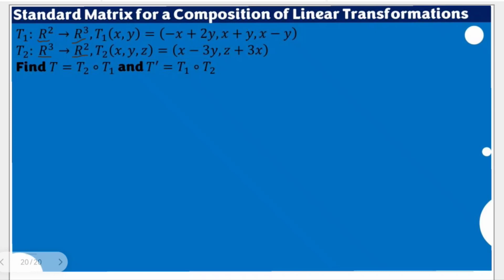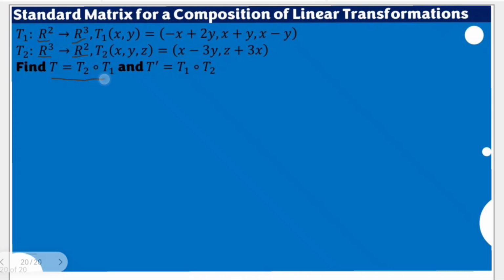So we have already shown in the previous video that the composition for linear transformation does not necessarily have commutativity, just like in our composition of functions. So we really need to show and use proper operations when dealing with them.